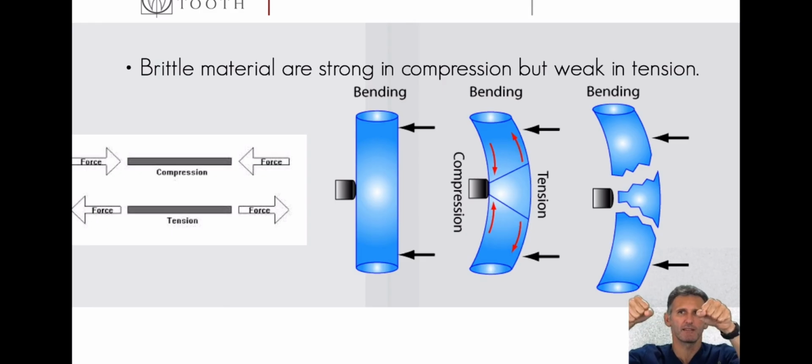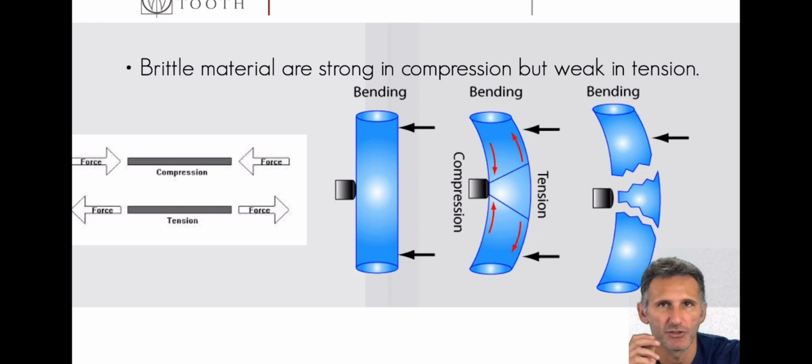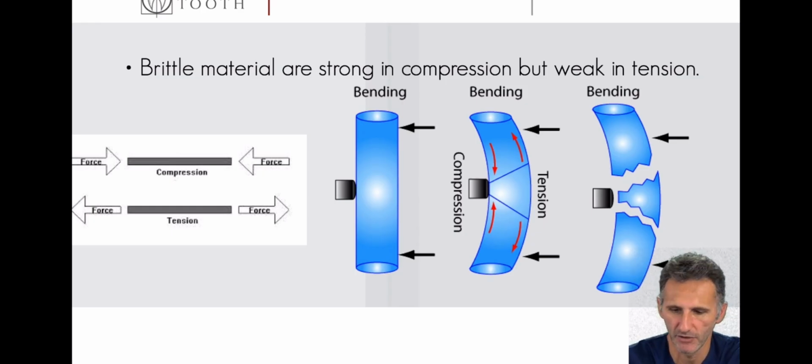So when you do a bend, you apply a compression on this part of the material, but you apply a tension in the central part of the outer surface. And being weak in tension, what happens in many cases is the fracture or the cracking of the material.